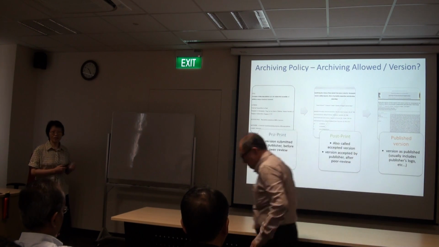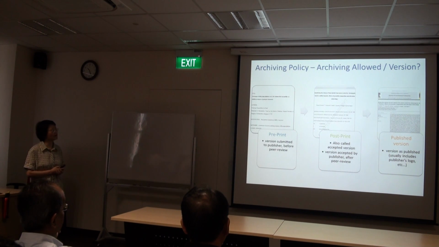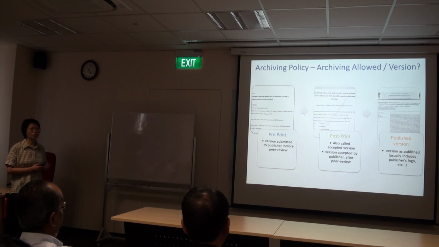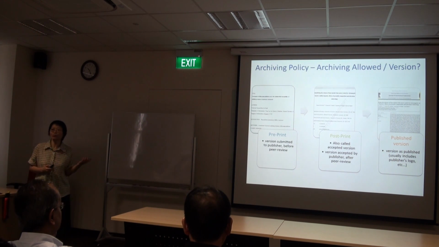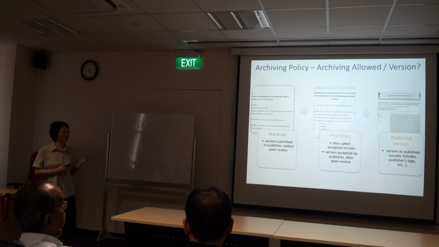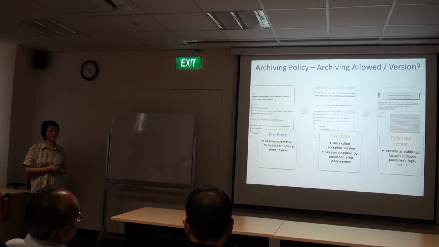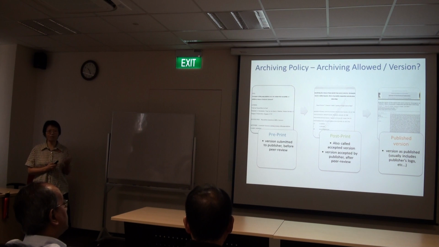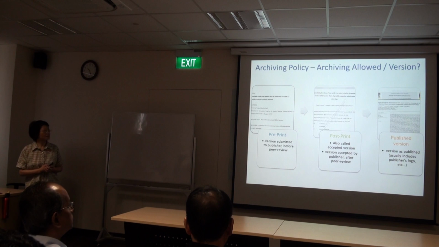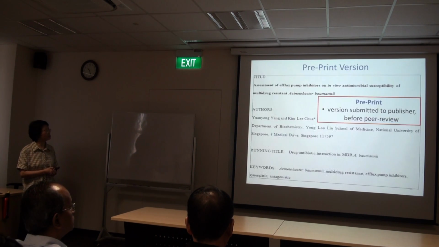The first portion right now, we'll cover the first portion, reviewing the archiving policy for your work. Right? Generally, why do we need to review? Basically, we want to make sure we are doing things legally. Okay, we are not infringing any copyright. And generally, there are 3 versions from a publication cycle that may be allowed for a deposit. Right? There's the preprint, postprint, and the published version.